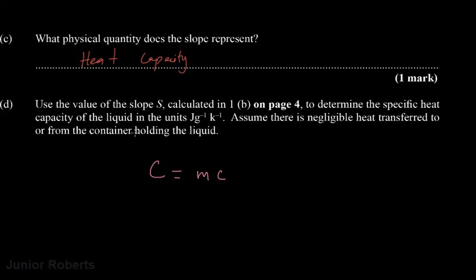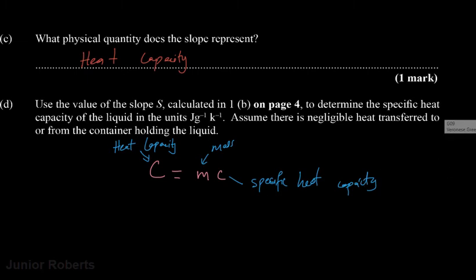In this case this big C here is what is referred to as our heat capacity, right? M is our mass, and c is our specific heat capacity. So if we use this equation here, C is equal to mc, we are able to actually determine the value for our specific heat capacity.